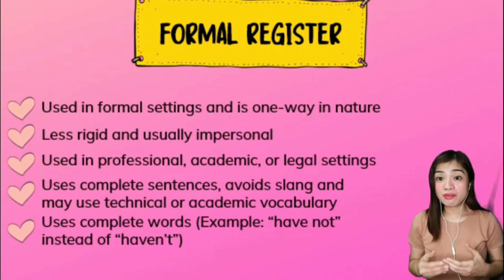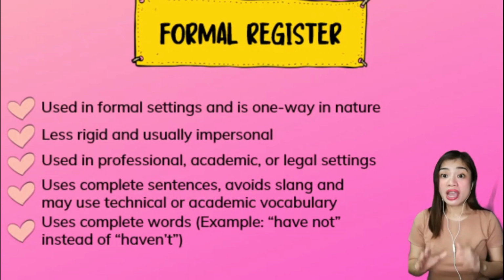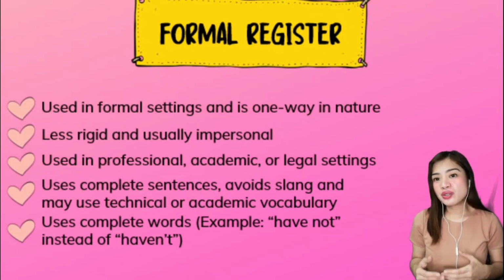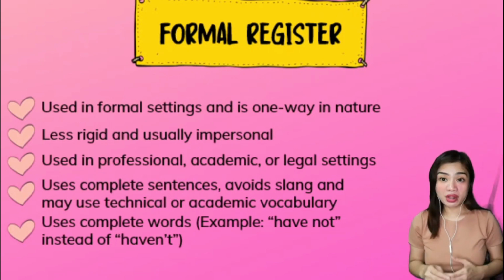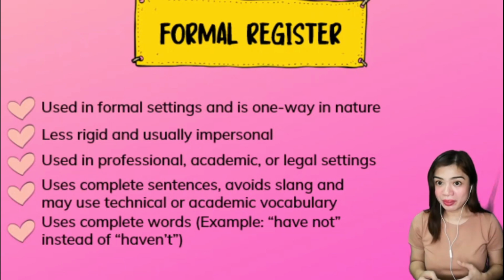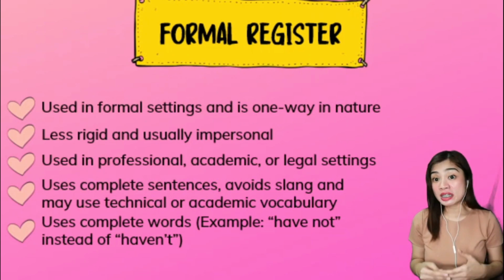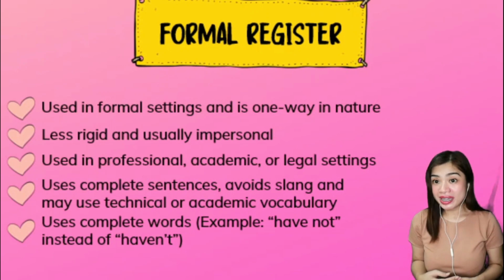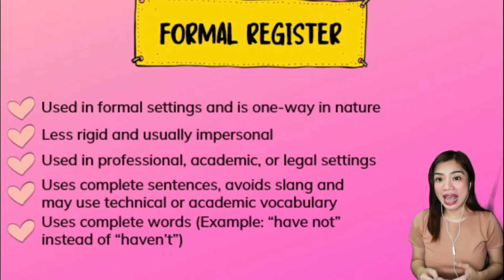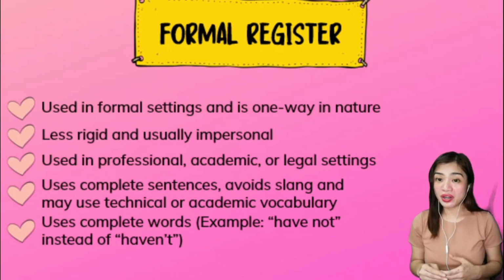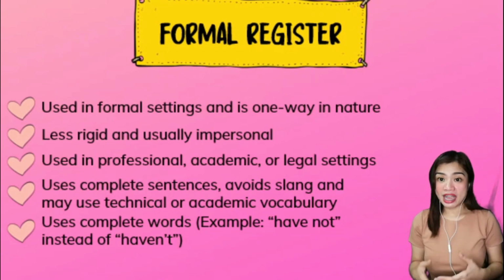This language is used in formal settings and is one-way in nature. So just like a frozen register, it is also unidirectional. This use of language usually follows a commonly accepted format. It is less rigid than frozen register, but is usually impersonal. It is used in professional, academic, or legal settings where communication is expected to be respectful, uninterrupted, and restrained. Here, the speaker uses complete sentences, avoids slang, and may use technical or academic vocabulary. It is likely that the speaker will use fewer contractions, but opt instead for complete words.